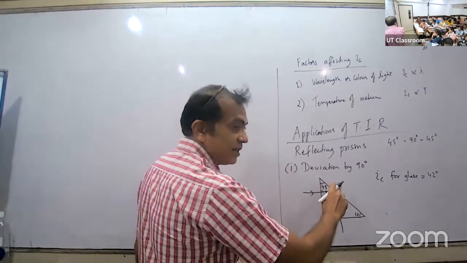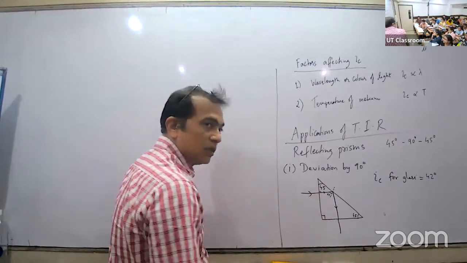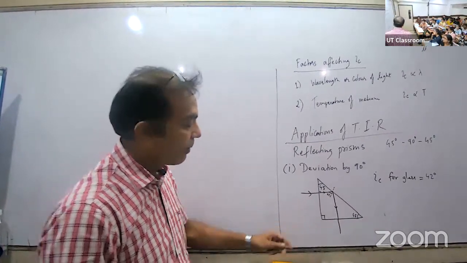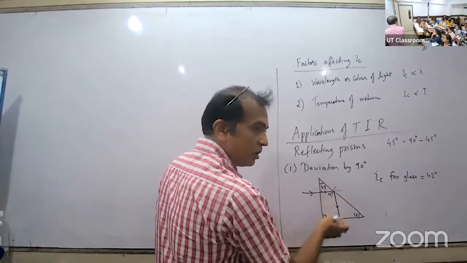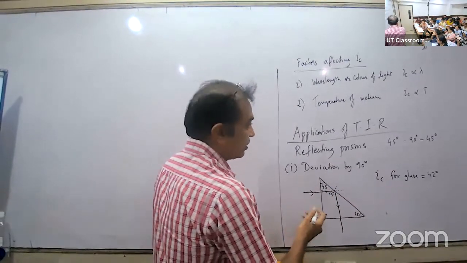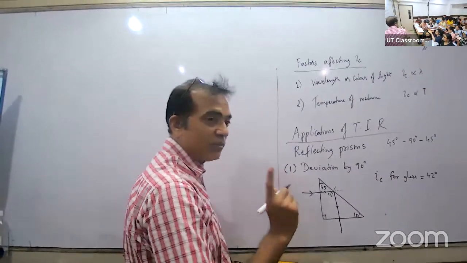So this is incident ray. This is emergent ray. What is the angle of deviation? 90. Original direction, how much is it? 90 degree. Okay. So this is deviation. This is the first application, to achieve deviation by 90 degree.